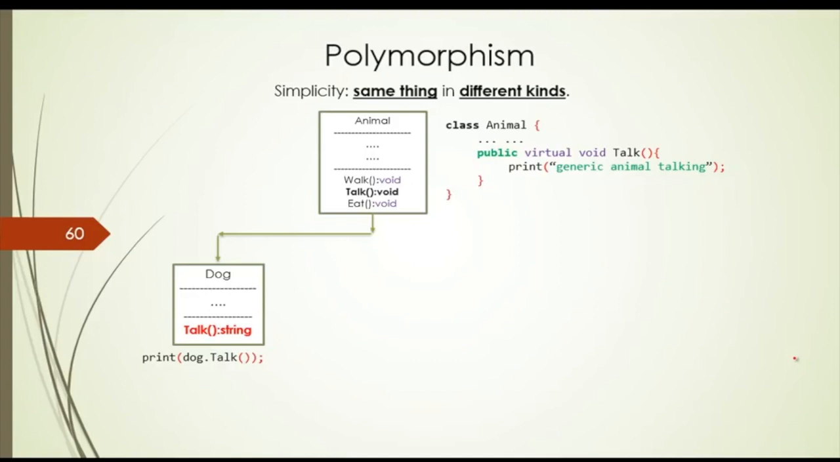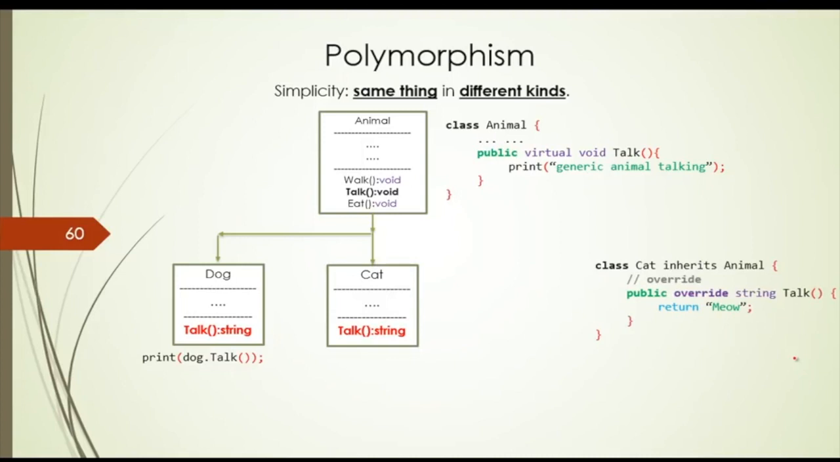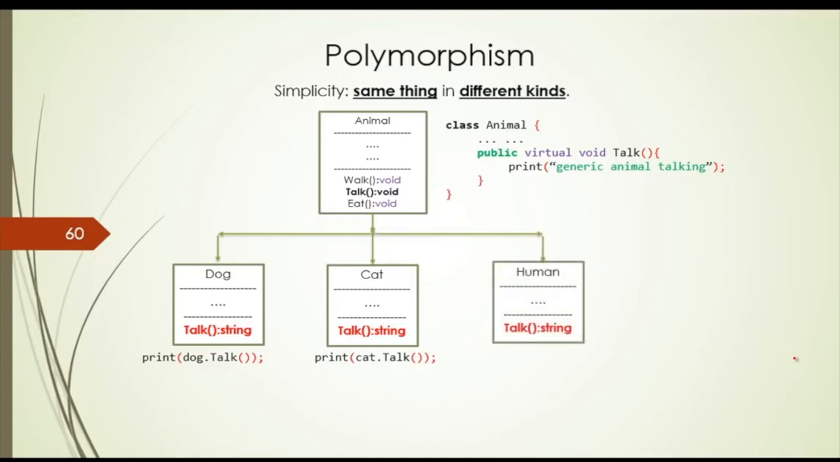Let's say we have another class called cat, and we want its behavior to say meow. So we're overriding the talk method in the cat class, and it's very simple and straightforward. I don't think it would be a problem to understand. When you call cat.talk, it will say meow. Let's say you have human. When they talk, they say hello. That's it. It's pretty straightforward.